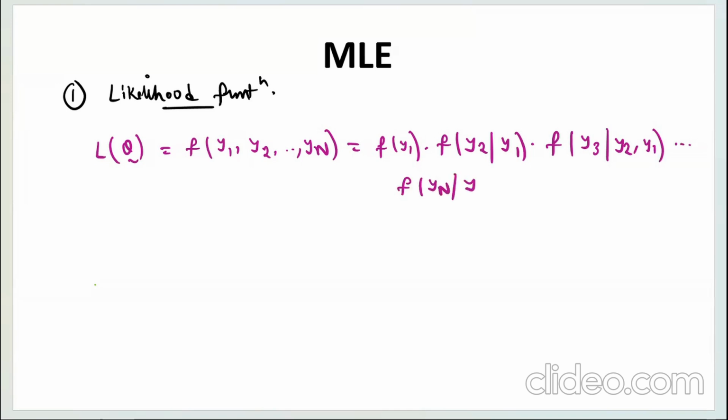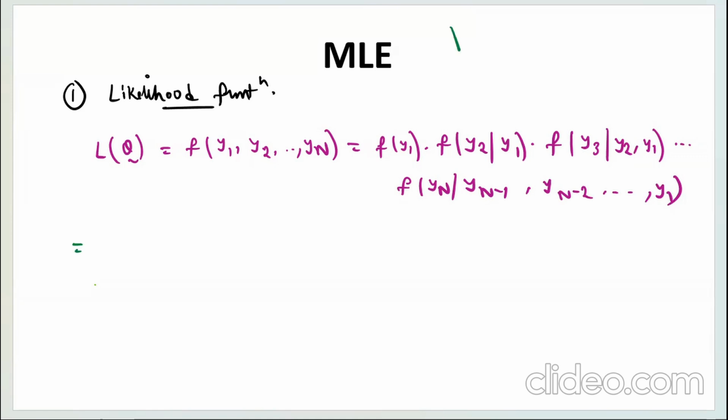Then f of yn given yn minus 1, yn minus 2, up to basically y1, right? So this is the likelihood function, the conditional likelihood function. Now the next step is a little different.